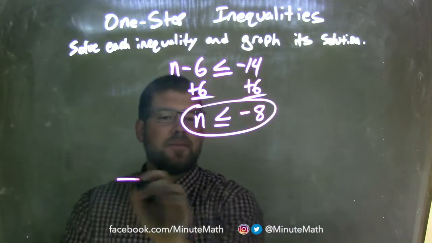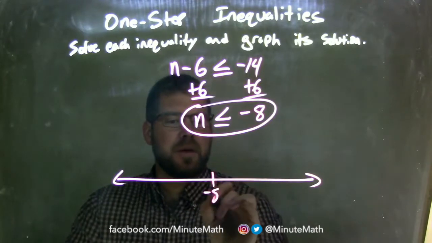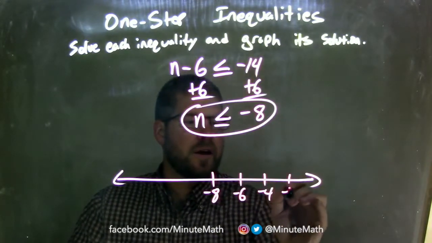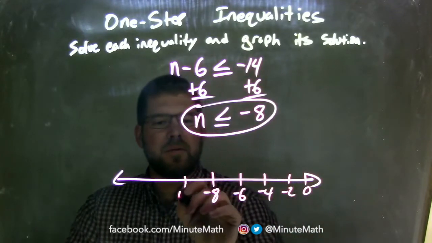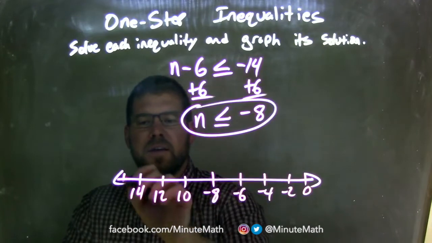So now we need to graph it. So let's put a negative 8 here. And this one we go by 2's. So negative 6, negative 4, negative 2, here's 0. We've got 10, 12, 14, and 16.